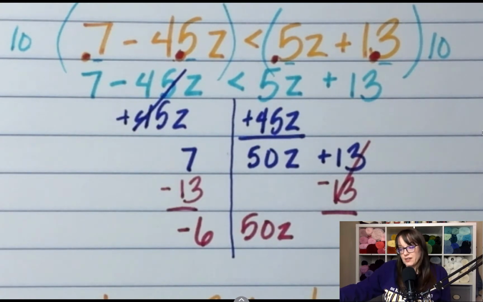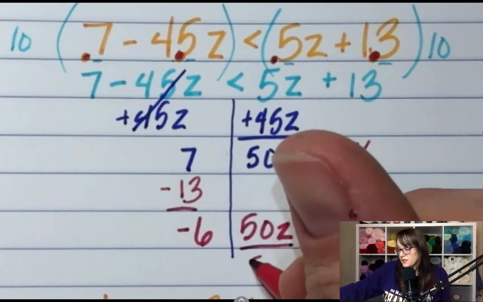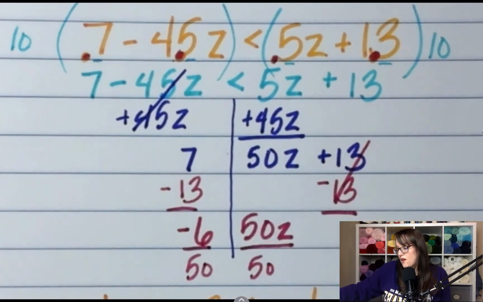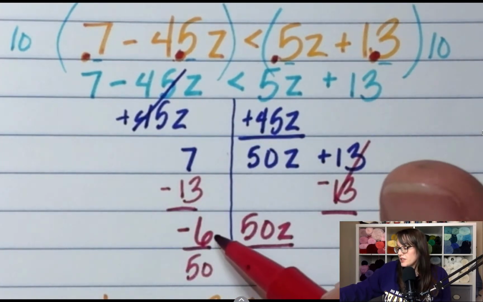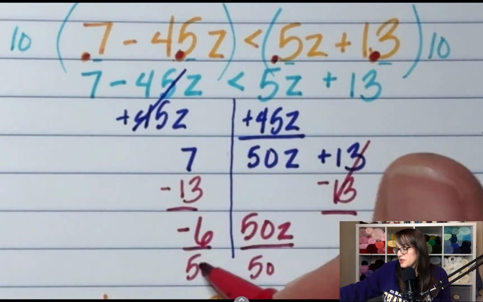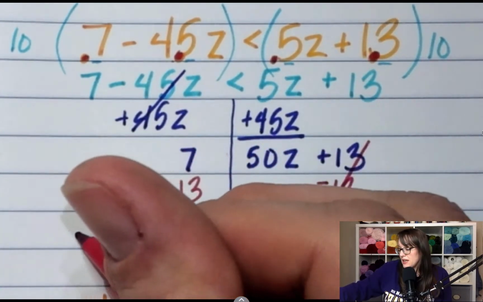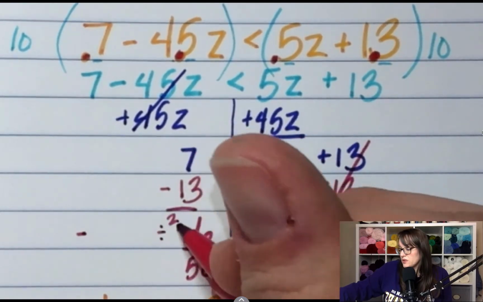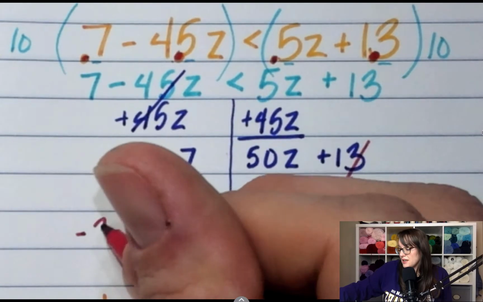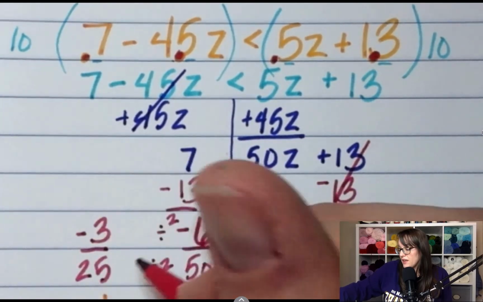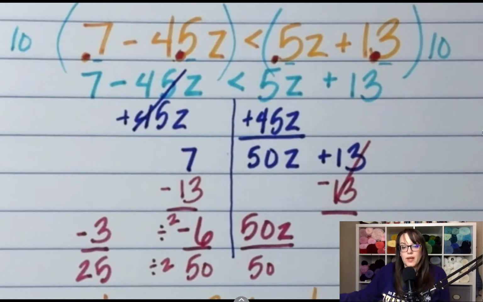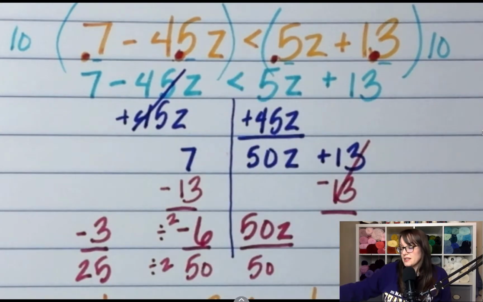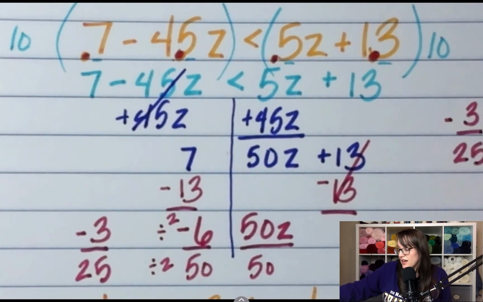And my last step here, dividing by 50. Now I'm going to leave this as a fraction because I see that these are both divisible by 2. So if I simplify by dividing by 2, that's negative 3 over 25. And at any point, did I multiply or divide by a negative on both sides? I did not, so I get to keep this sign. So my final answer is negative 3 over 25 is less than z.